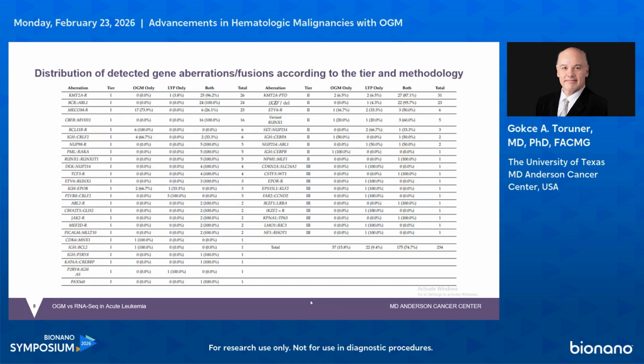So this is a basic data table, which shows the distribution of detected gene aberrations according to the TRN methodology. If you look, there is concordance for most of the cases, but if you look at genes like MECOM, only 26% concordance, or BCL11B has only 0% concordance. Concordance in that setting means positive by both methods. And this very same thing is happening for IGH findings too.